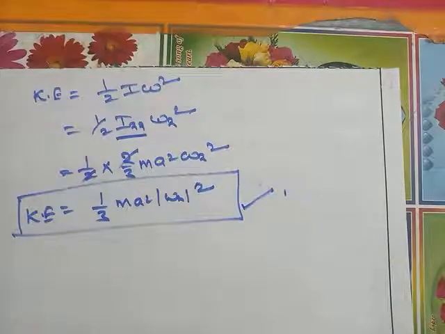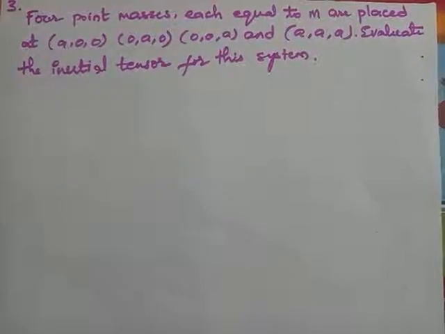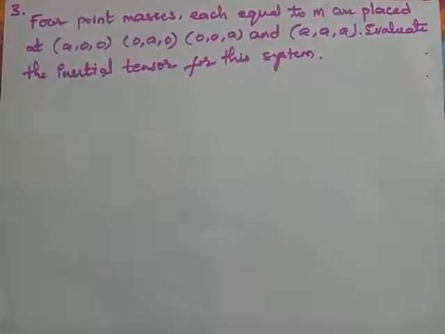Now let us move on to another problem. The next problem is: 4 point masses, each equal to m, are placed at points (a,0,0), (0,a,0), (0,0,a) and (a,a,a). Evaluate the inertia tensor for this system. So that means we are going to find the inertia tensor matrix.